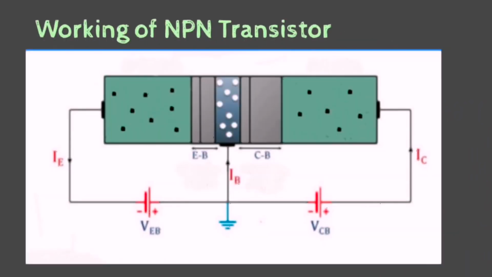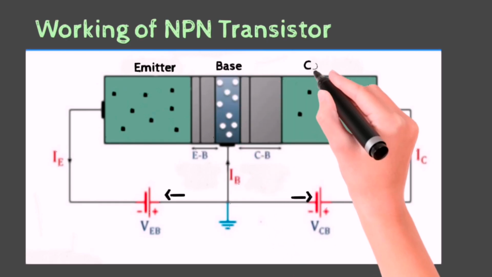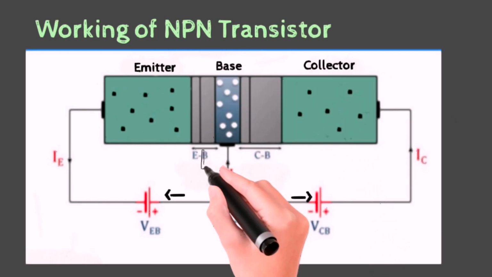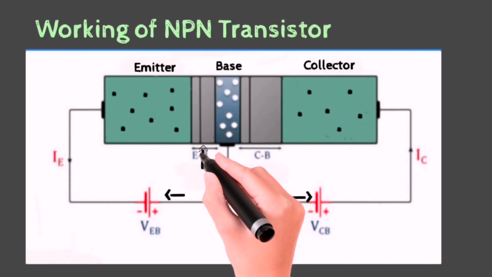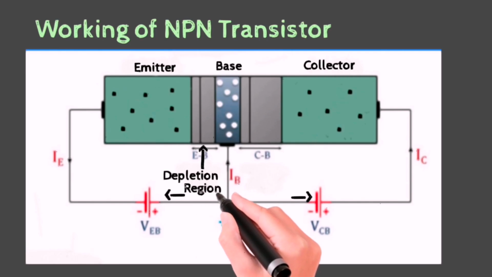Now, let's discuss the working of an NPN transistor. The figure here shows an NPN transistor with majority and minority charge carriers. We can see that the emitter base junction is forward biased and the base collector junction is reverse biased. It is to be noted that the emitter region is heavily doped, the base must be lightly doped and the collector must be partially doped. As the emitter base junction is forward biased, it has a thinner depletion region as compared to the collector base junction.